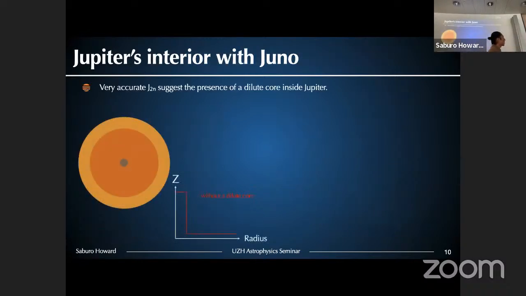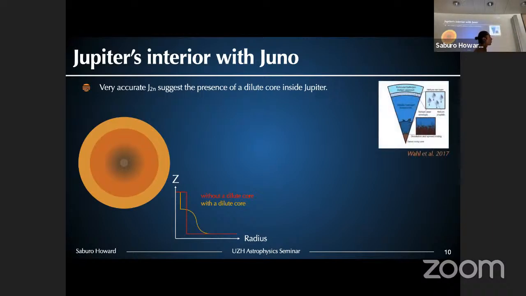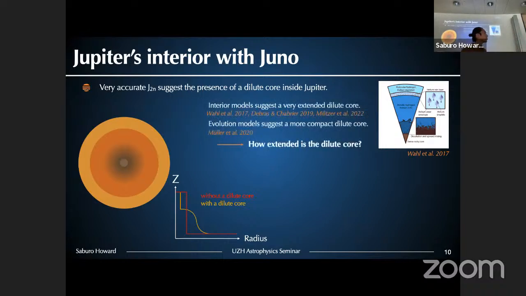So before Juno, we had this picture of the three-layer model with a sharp discontinuity between the core and the envelope. So here it's Z, the mass fraction of heavy elements. So it's just the distribution of those heavy elements. And now with the dilute core, we now have something that is more gradual, as you can see here. And so an important paper was the paper from Chaunois 2017. And it led to, of course, new questions, such as what's the extent of this dilute core inside Jupiter?